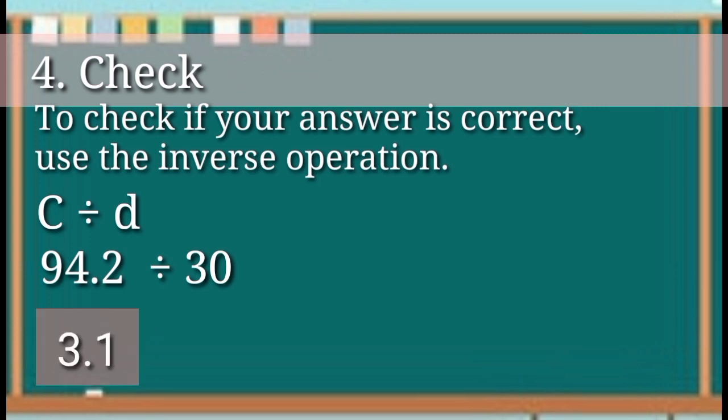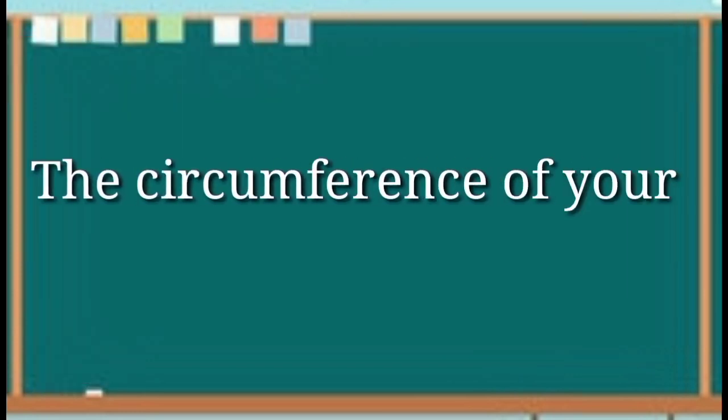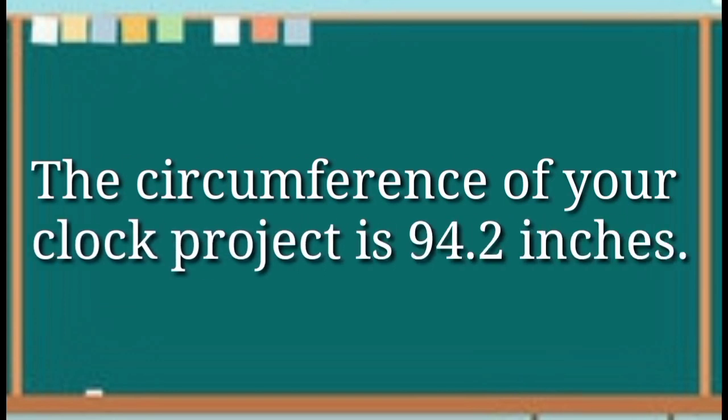We have 3.14. So, kung papansinin mo, same value sila ng pi. Therefore, tama yung sagot na nakuha natin na circumference na 94.2 inches. So, the circumference of your clock project is 94.2 inches.